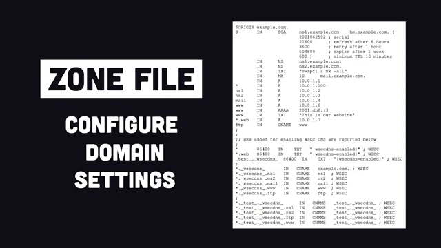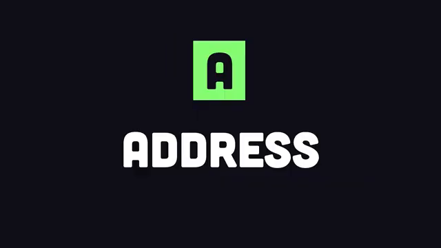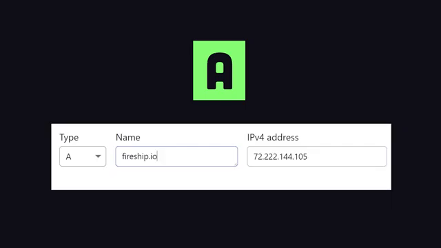As the registrant, you'll be assigned a zone file where you can configure the settings of your domain. Every zone has a start of authority record to tell other DNS servers who's in charge of that domain. But most importantly, we have the A record. It means address and maps a domain or subdomain to the IP address of its host.